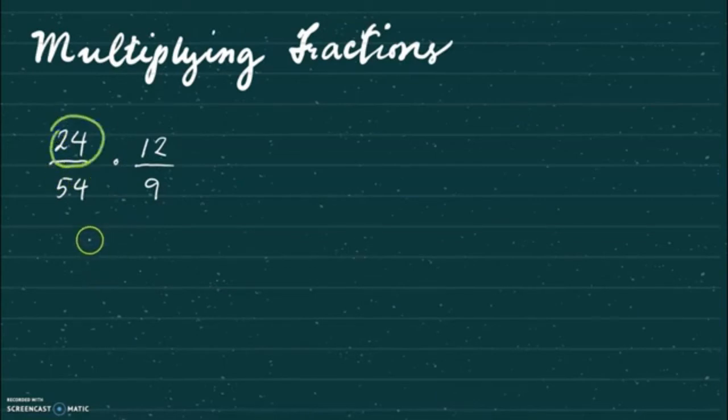Let's take first 24 and find the prime factors of 24. Factors of 24 can be 2 times 12. Now 2 is already prime, so put a mark. For 12, we can have 3 and 4. Now 3 is already prime, so put a mark for 3. But 4 is composite, so factors of 4 are 2 times 2. Now 2 is already prime, so we are done with the prime factors of 24. Let's write them: 2 times 3 times 2 times 2.